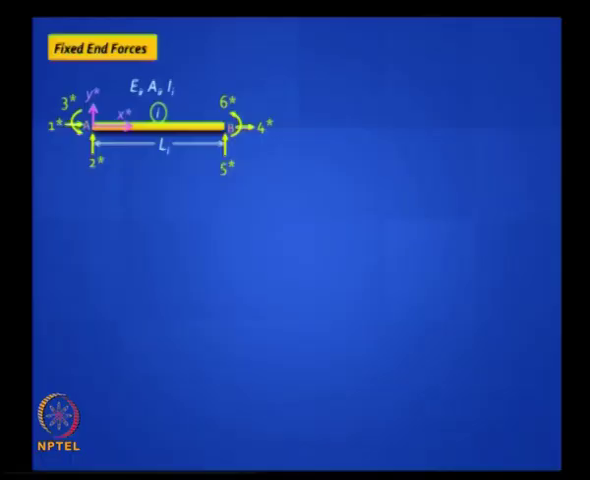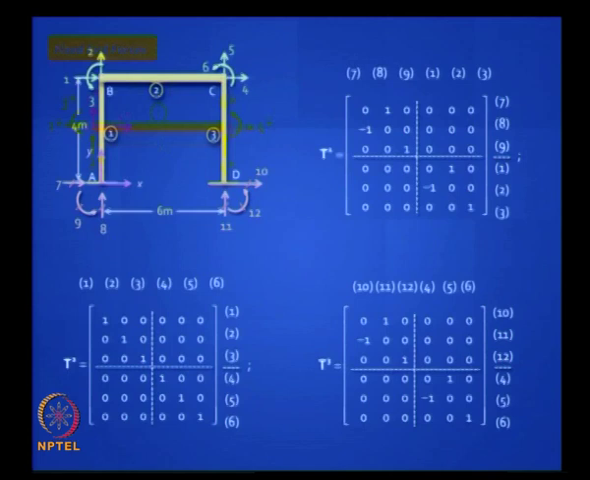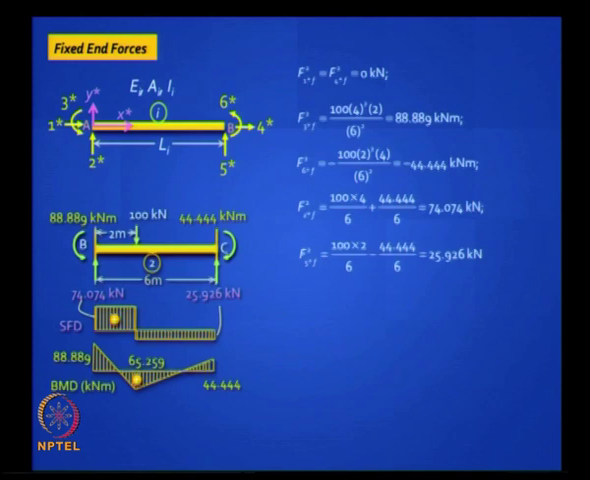Okay, next job, is this clear? You can do this easily and you can program it if you wish. Next job is to find the fixed end forces. So what are the fixed end forces? Of the three elements, only element 2 will have fixed end forces, because elements 1 and 3 have no lateral loads on them.